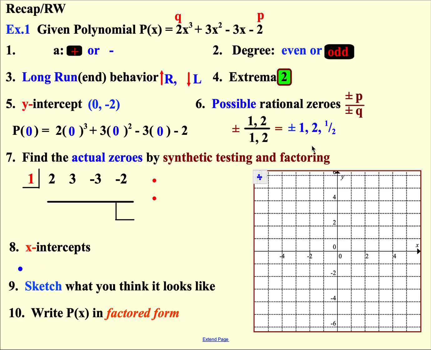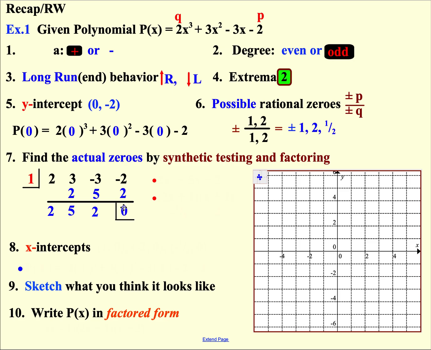There are 6 possibilities, but I know by degree there's only really 3 zeros. So we're going to start testing synthetically. I always start testing with 1, as generally starting with 1 is always good. Then if that doesn't work, we'll go to negative 1 and so on through the list. So remember how synthetic works. We bring our 2 down, and then we do a series of multiplication and then addition going down. And then we multiply, and then we add. And multiply, and add.